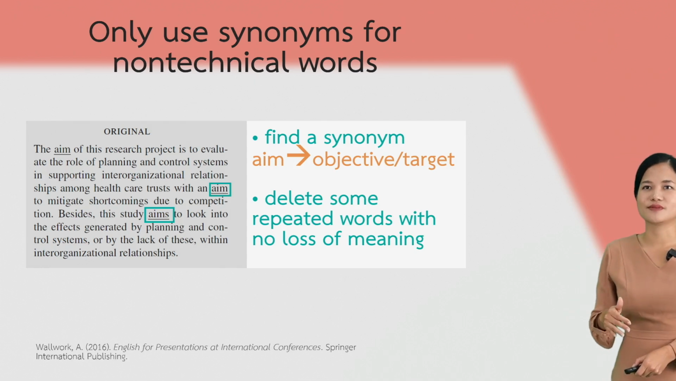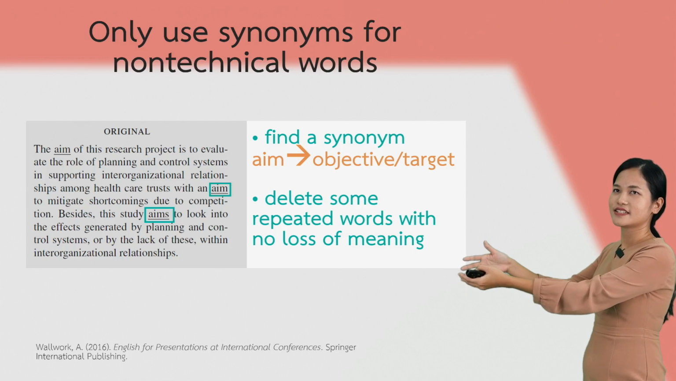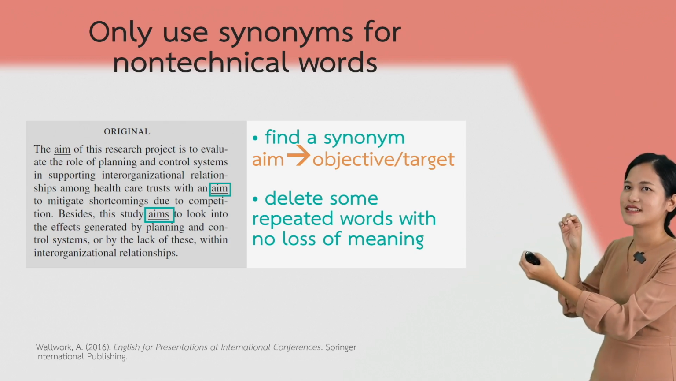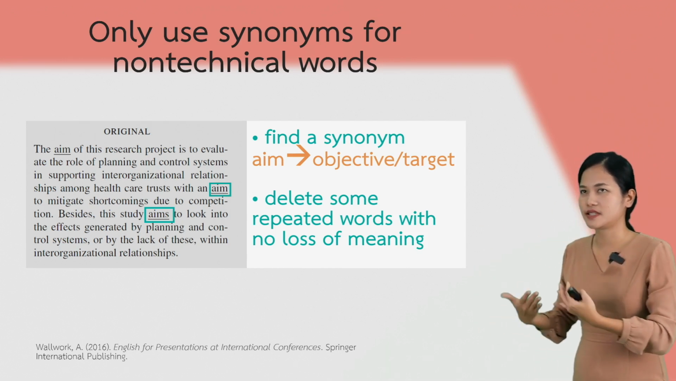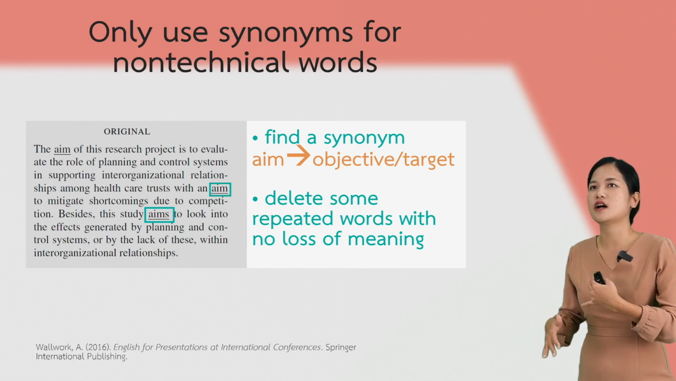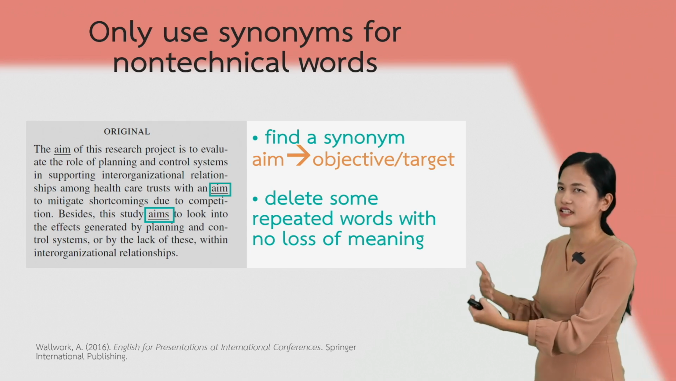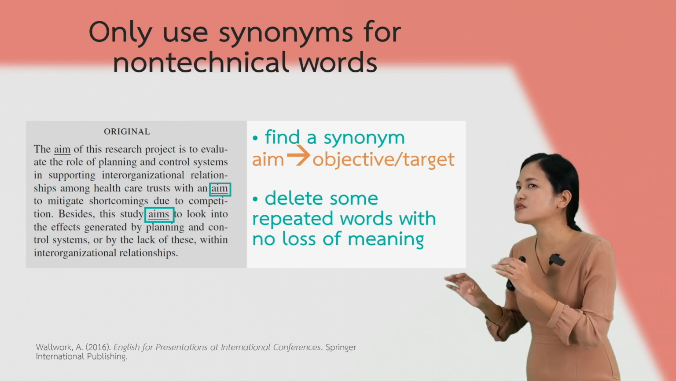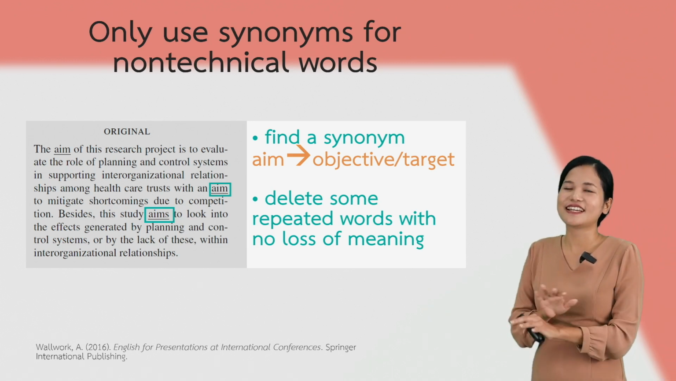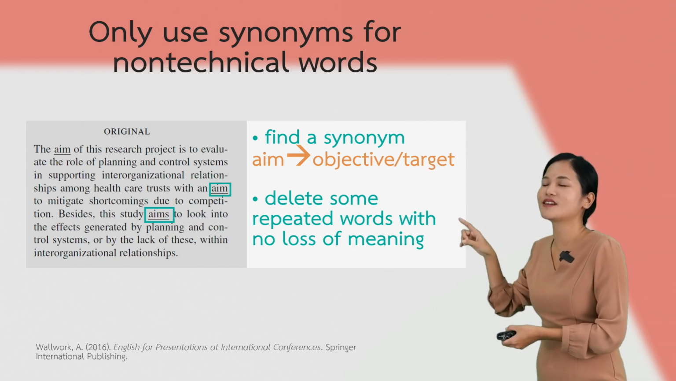So this is the example. This is the original version on the left. You see on the left, right? Okay. I highlighted the word aim, right? So try to find a synonym of aim. You can use Microsoft Word to help. So actually the synonym will be objective or target. I can change the word aim to be objective or target. So I would like to delete the repeated word, but still keep the meaning. There is no loss of meaning. I just change the word aim to be objective. This is called paraphrasing.